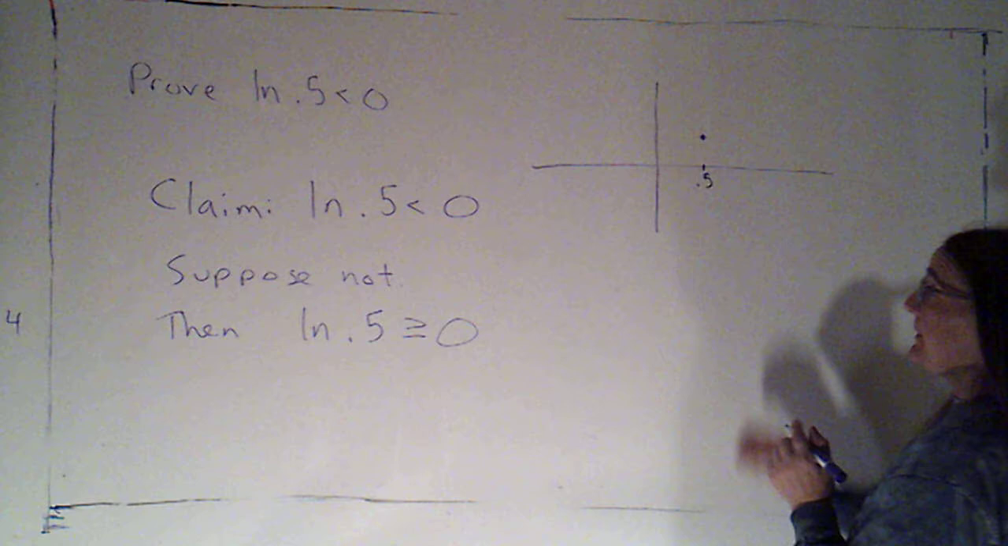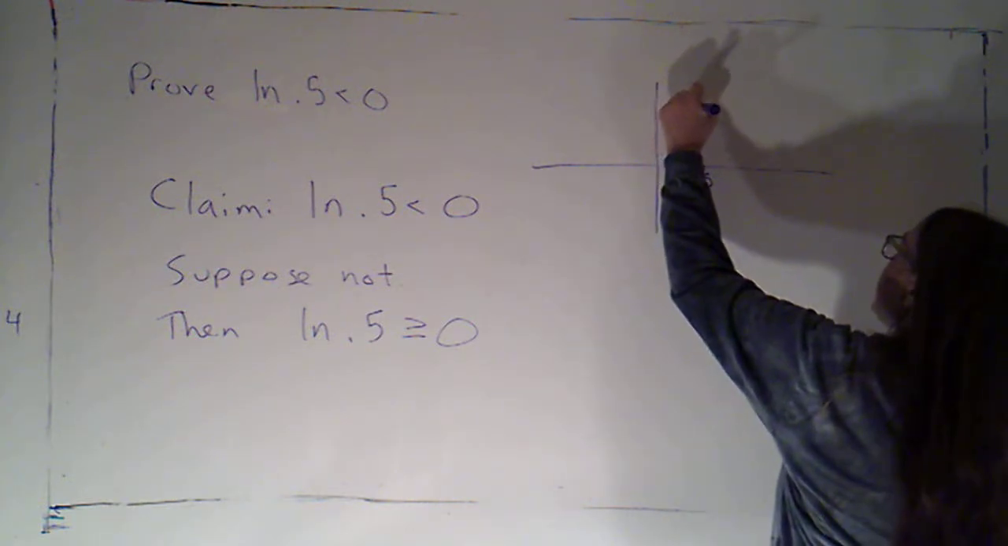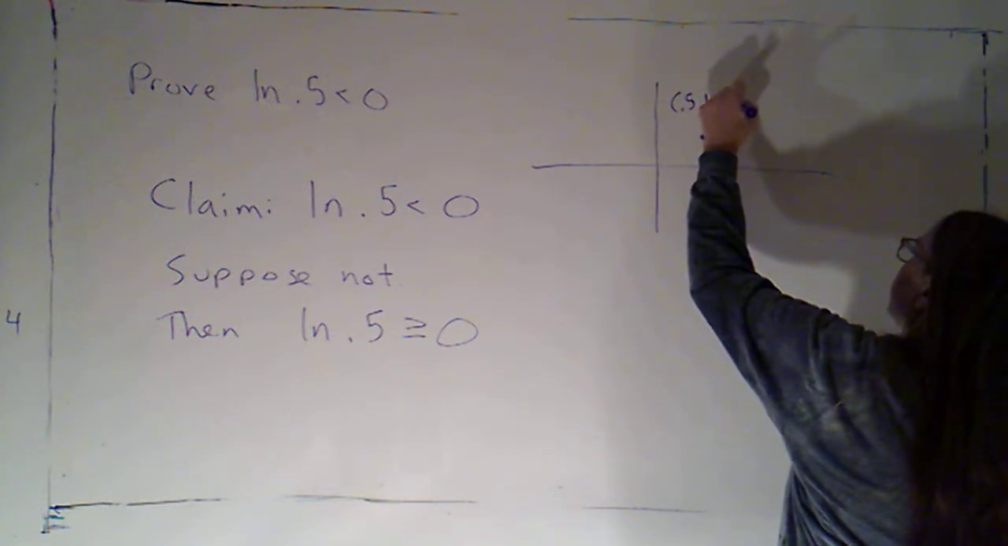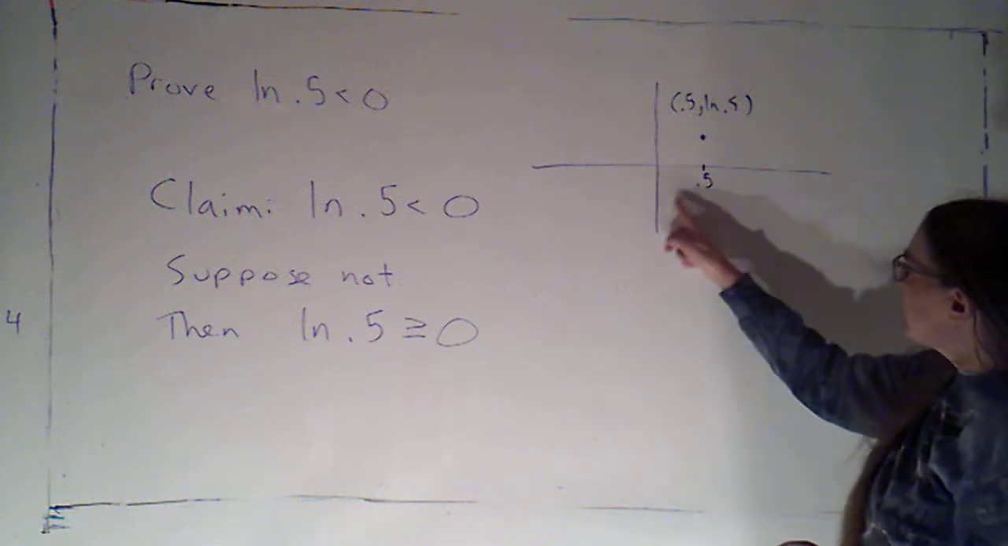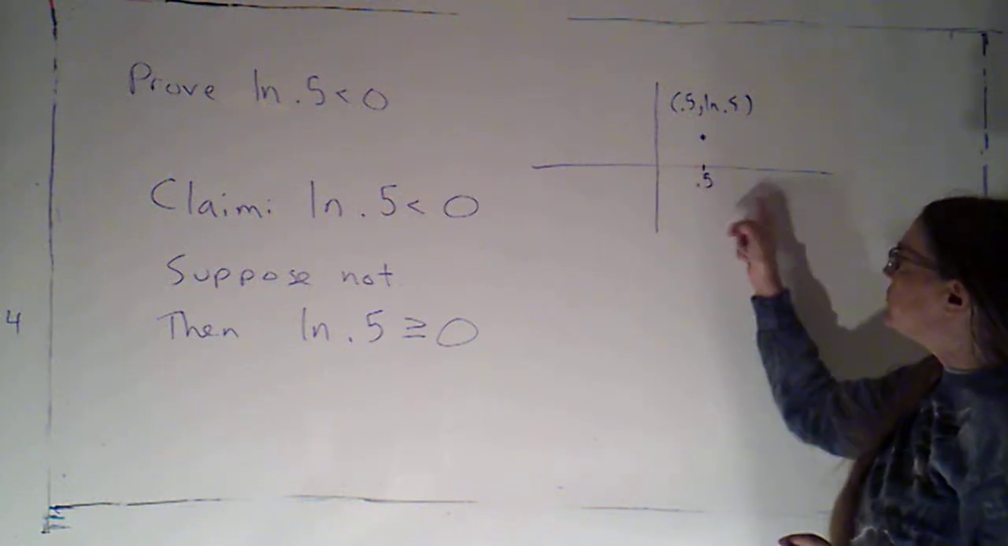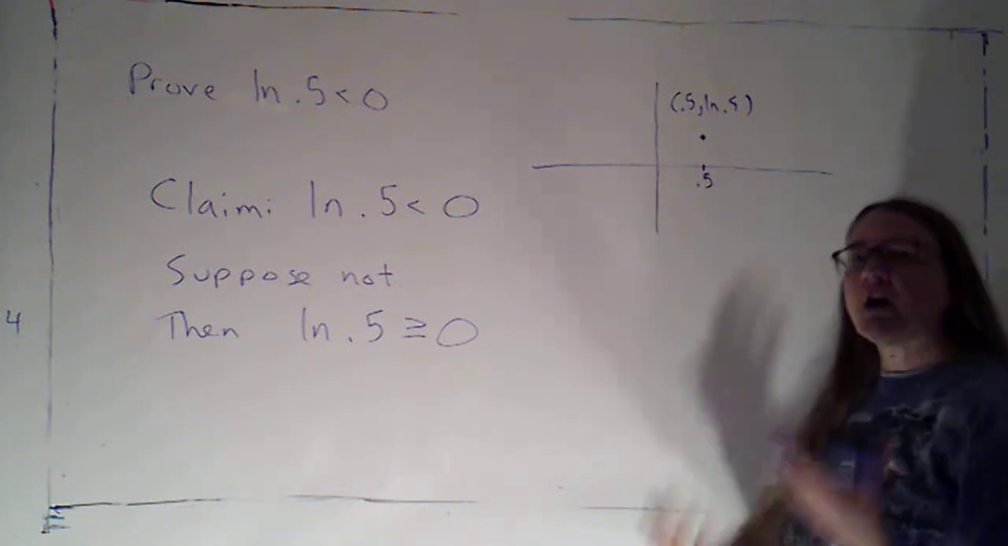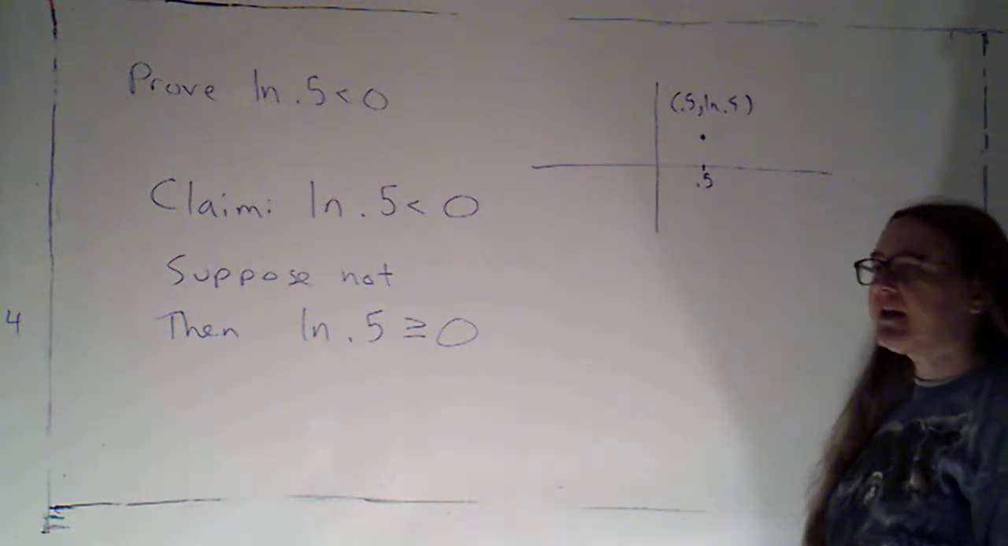So it could be down here. Okay, so that would give me my point 0.5, ln of 0.5. Now I want to think about whether there's a number, an x value close to 0.5 that could be a good second endpoint for my interval.